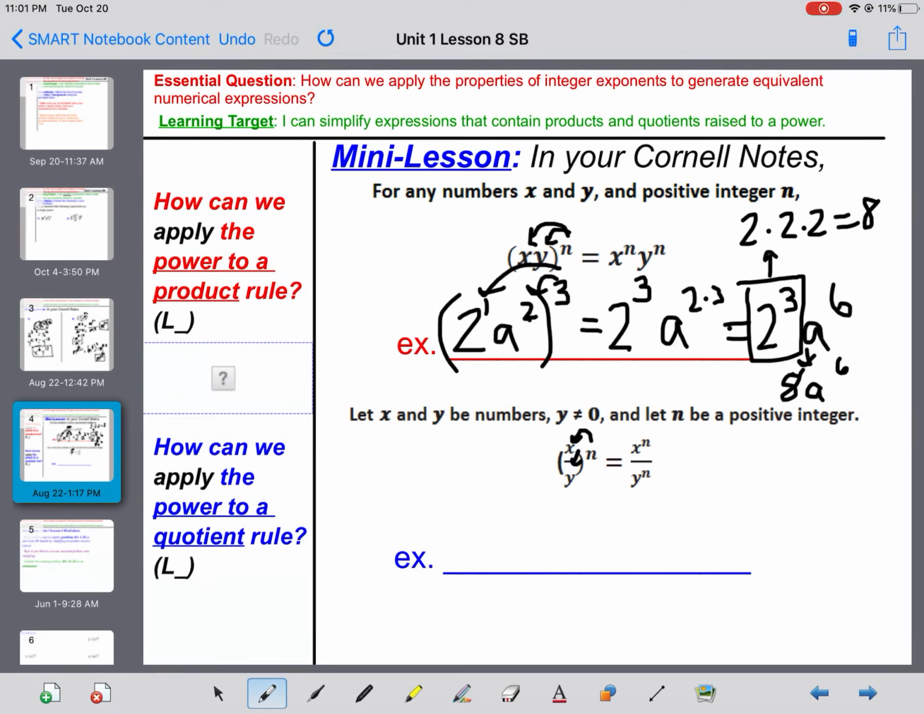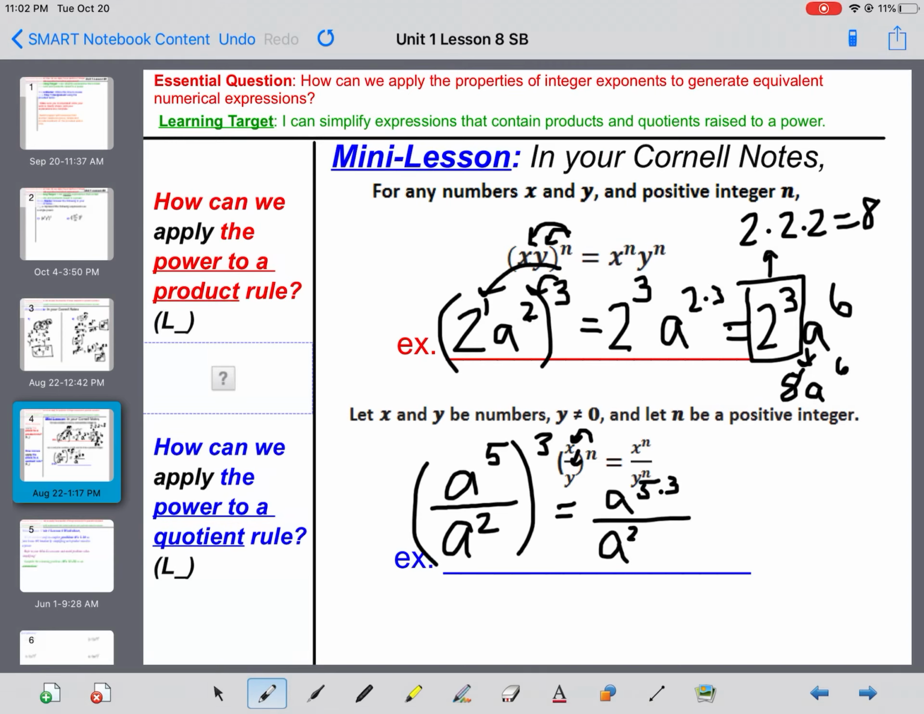And an example for division would be like what we just did for the mini lesson, but we can come up with another one. Let's say we had a raised to the 5th over a raised to the 2nd, all raised to the 3rd. This would be equal to a raised to the 5 times 3 on top over a raised to the 2 times 3 on bottom, which would be a raised to the 15th on top over a raised to the 6th. Use the quotient rule, and it would be a raised to the 9th.